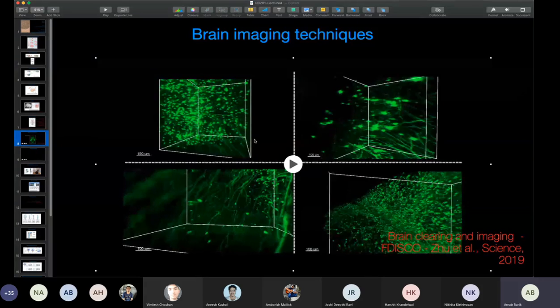So the whole mouse is now transparent, and you can see where the neurons are going, where the blood vessels are. So you can ask a lot of questions that you basically couldn't ask before, and you can make observations that you just couldn't make because of technical limitations.